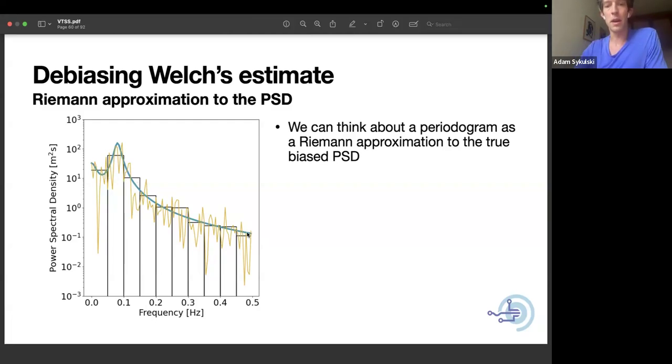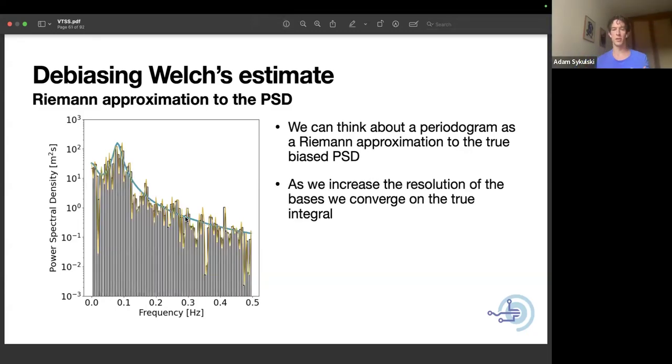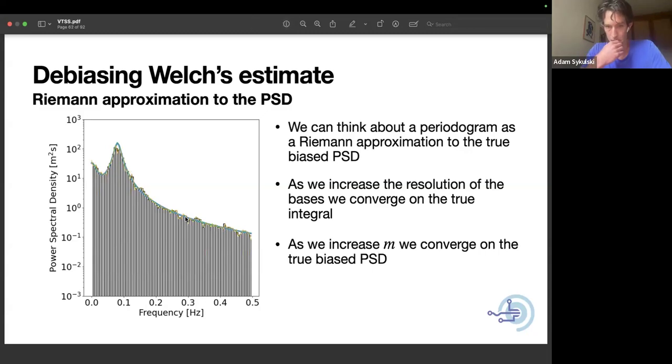So we have some periodogram in the background, which has some expectation, and we're going to Riemann approximate it with just these blocks. And of course, as we increase the resolution of the bases, we can converge on the true integral. Then as we increase everything, we converge eventually on the true biased power spectral density. So just increasing everything infinitely, we can eventually converge where we want to.